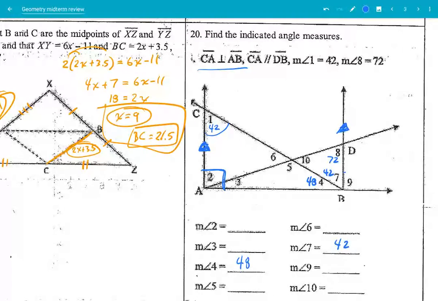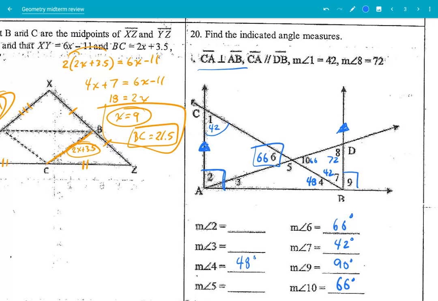then, you know what? This has to be 90 degrees too. Sorry, I'm skipping ahead. But if that's 42, and 48 equals 90, then this one has to be whatever 180 minus 42 minus 72 equals 66. So that's 10, that's 66 degrees. This is 66. Which means that 6 is 66 as well.